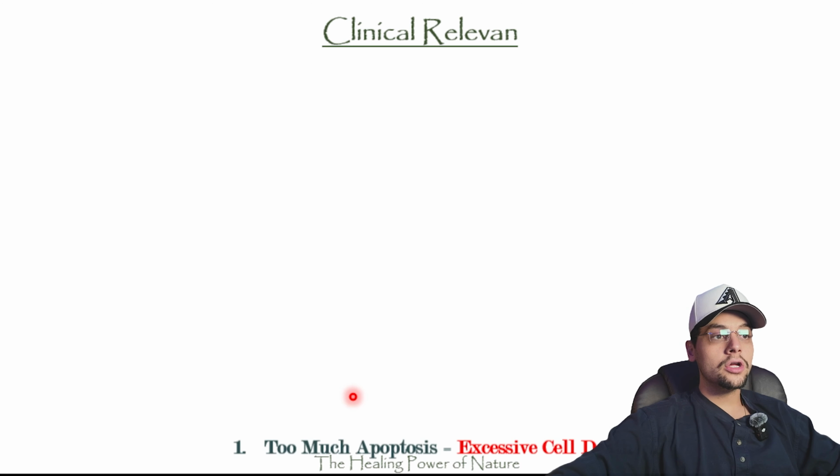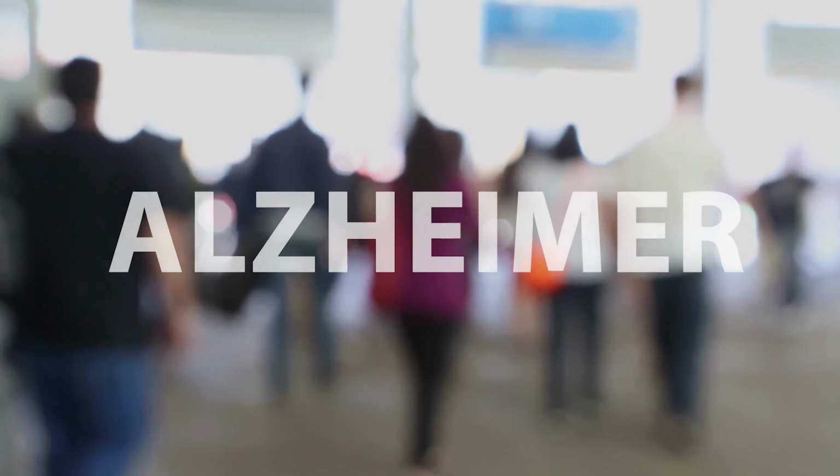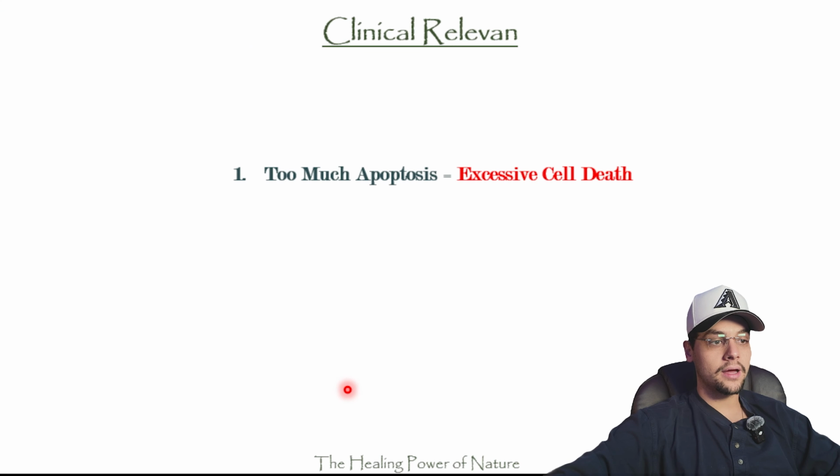Clinical relevance. Too much apoptosis equals excessive cell death. So in neurodegenerative diseases like Parkinson's and Alzheimer's, there is loss of neurons due to inappropriate apoptosis. Also in aplastic anemia, bone marrow progenitor cells undergo apoptosis, leading to pancytopenia.